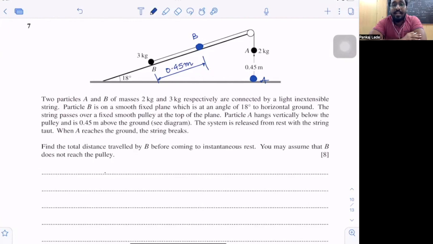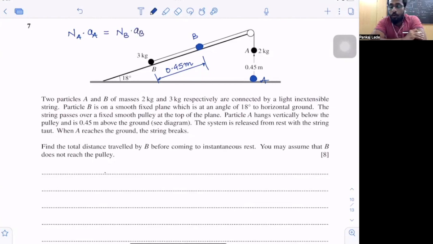How many strings are attached to the body? So for body B, for the particle B, there is one string attached. For particle A, also one string attached. The string law says the number of strings attached to particle A multiplied with the acceleration of A is equal to the number of strings attached to particle B into the acceleration of B.